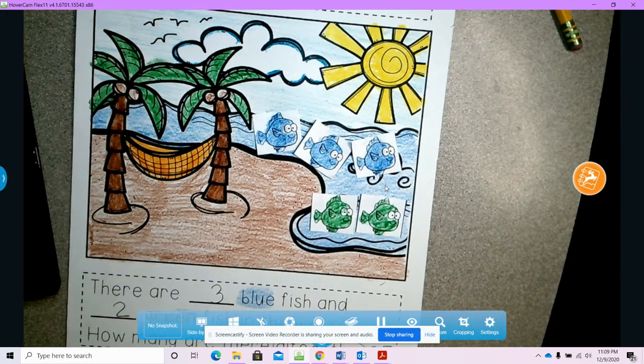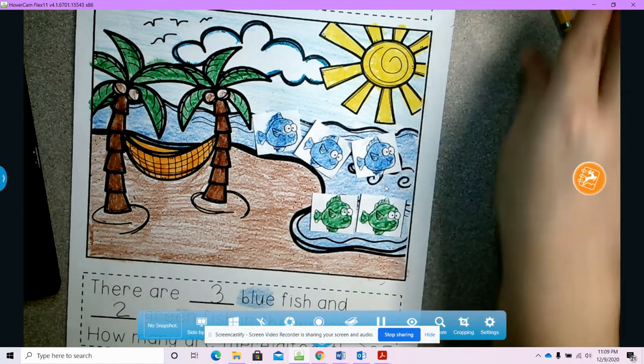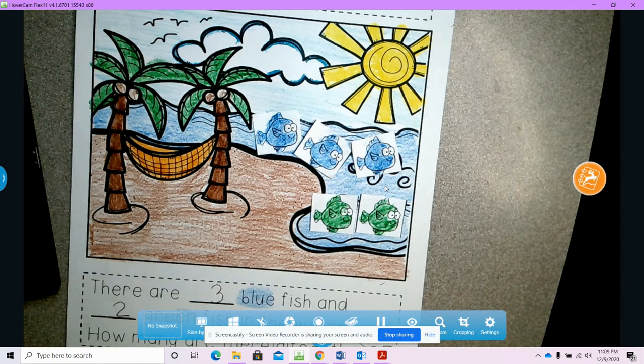This one is not going to go in your math journal. It does not go in your math journal. You just take a picture of it and turn in the picture.